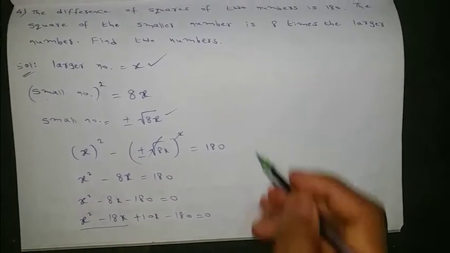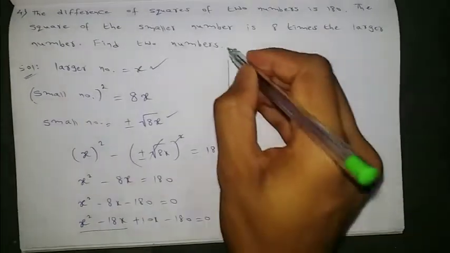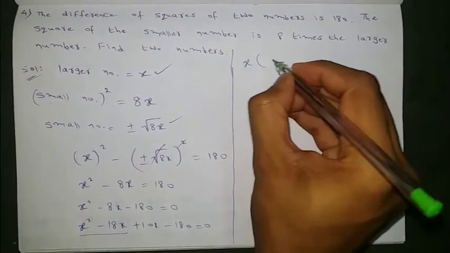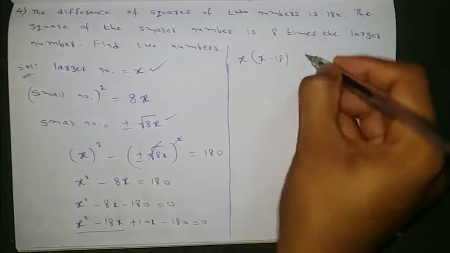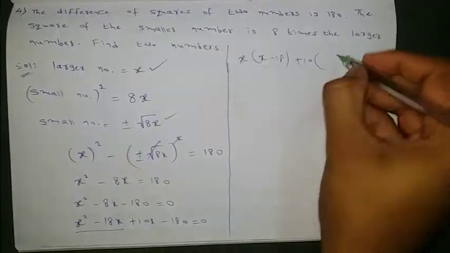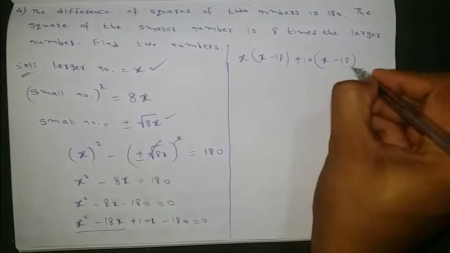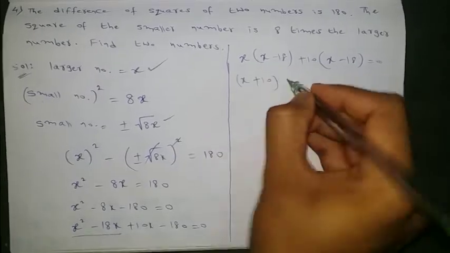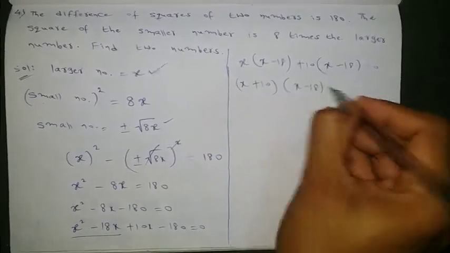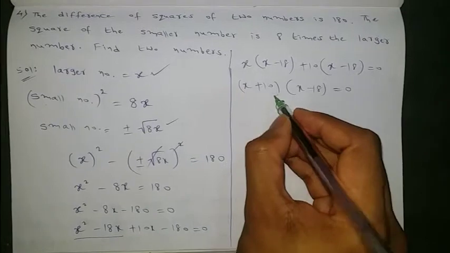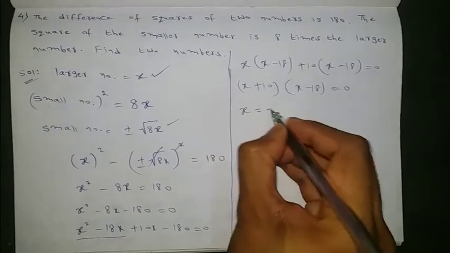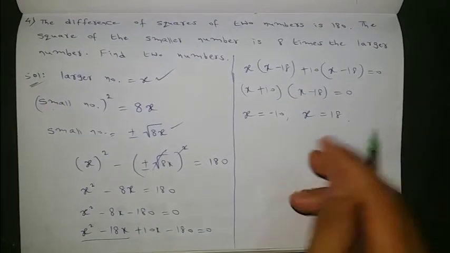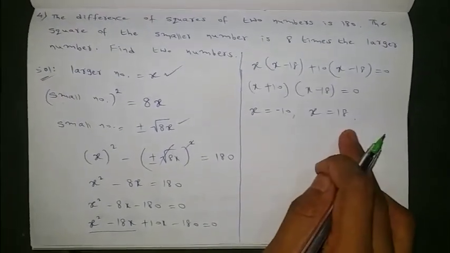From these two, if I take x common, we remain with x into x minus 18. Then if I take plus 10 common, remains x minus 18 equals 0. So we will get x plus 10 into x minus 18 equals 0. Here plus 10 is there, so we will get x equals minus 10. Here minus 18 is there, so we will get plus 18. So x values are minus 10 and plus 18.